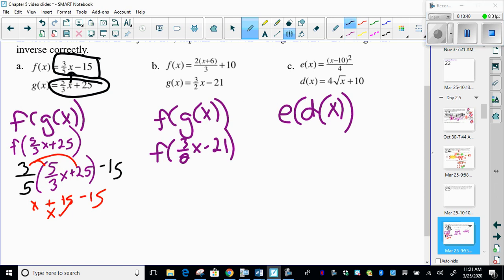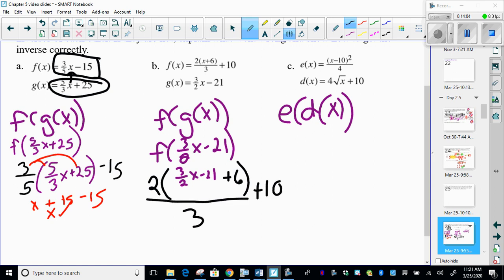Okay, so for this one, I put in my g of x function. So now I go back up to my f of x function. It says 2 times, and then it says x. It's kind of ugly because we're going to have fractions and fractions, but still totally doable. 3/2 x minus 21 goes in for that x. And then it says plus 6. And that's all divided by 3. And then it's plus 10. So again, I just rewrote my f function, but instead of my x value, I put in my 3/2 x minus 21.